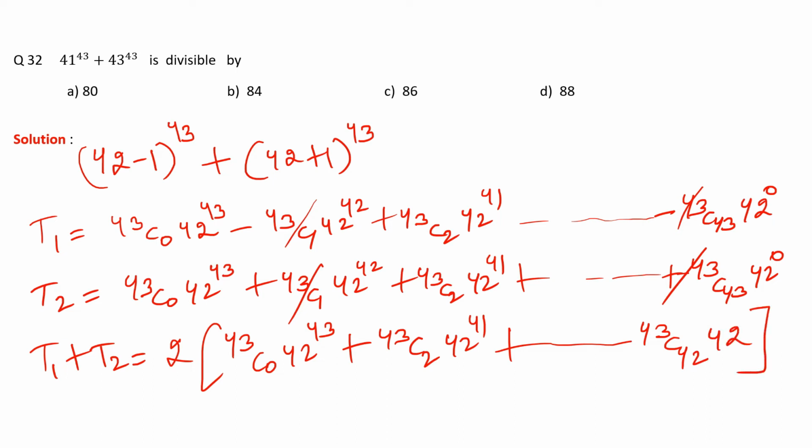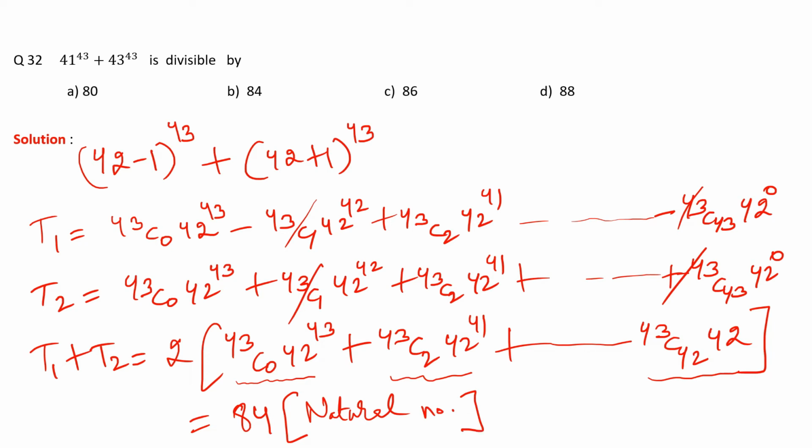Right? Now students, you can clearly notice that all the terms in the bracket are having 42 as a factor. So that means if I take 42 common from it, I will be getting outside 84 because 2 into 42 is 84. And inside the bracket, I am going to get just a natural number because all the binomial coefficients are natural numbers. So that means the final result I can say is of the form 84 into m, where m is a natural number. So hence, this quantity will be divisible by 84. So B option is the correct one.